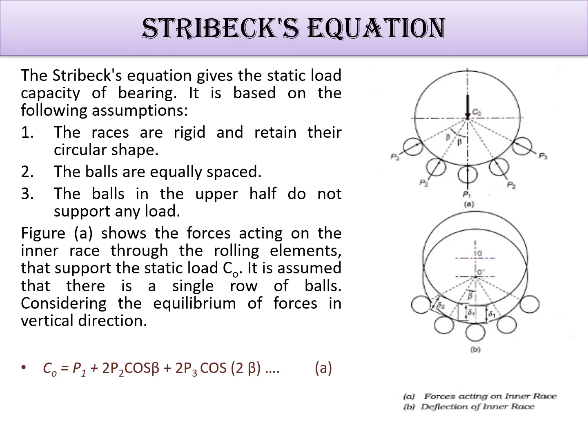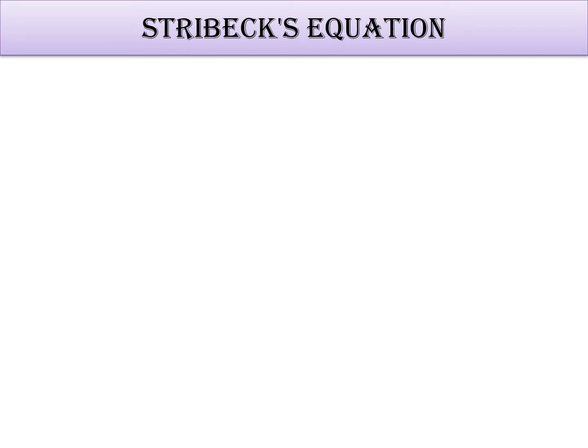Under static load, deformation takes place and this O becomes O dash. It is shifted downwards and the angle is the same, but the deflections for the loads P1, P2, P3 are delta 1, delta 2, delta 3, like this. Based on that we write one equation: C0 is equal to P1 plus 2 times P2 cos beta plus 2 times P3 cos 2 beta, and so on for 3 beta. This is equation A.